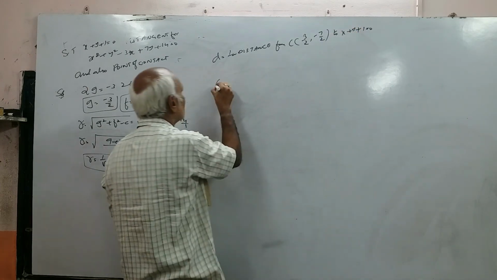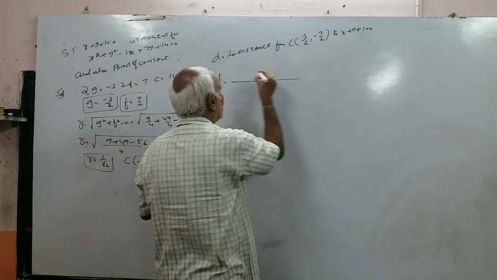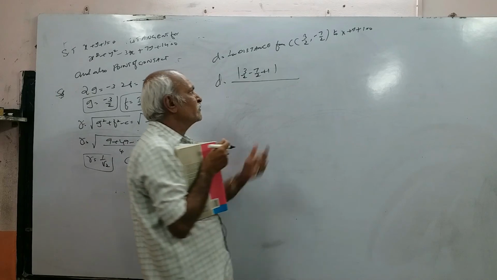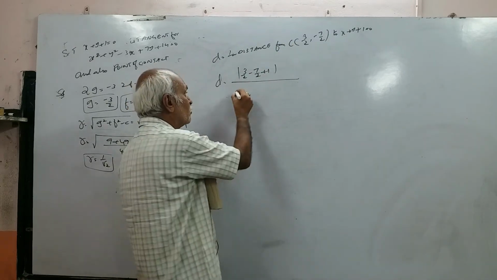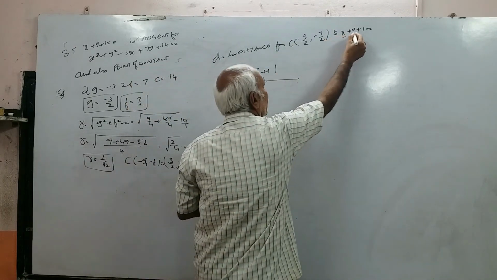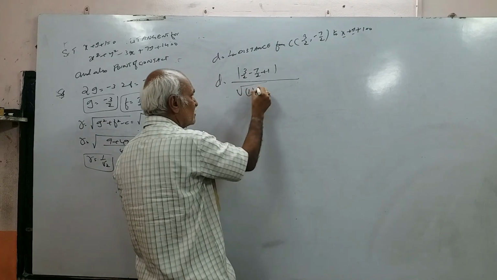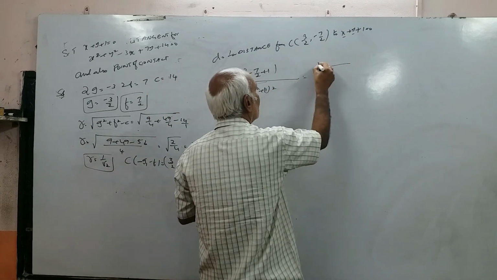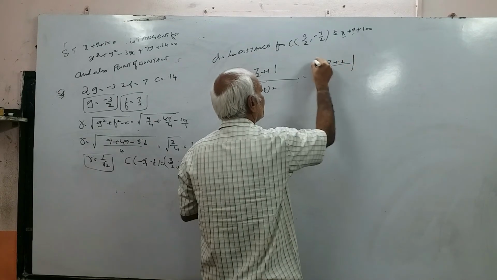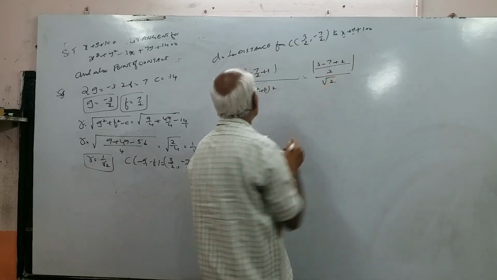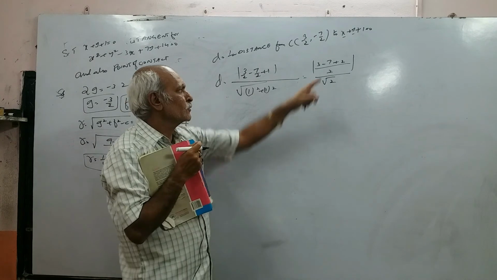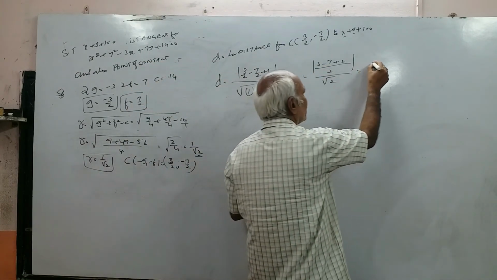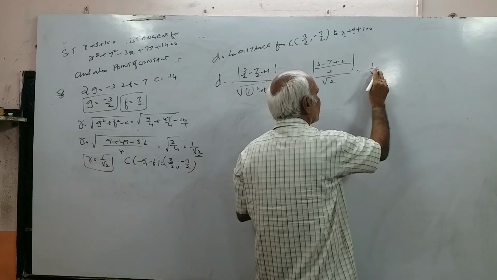Therefore, D is equal to x replaced by 3 by 2, y replaced by minus 7 by 2, plus 1. And take it, sir, x and y have to be replaced by the center. And the coefficients of x and y have to be squared, this is very important, sir: 1 square plus 1 square. So this becomes, LCM is 2, 3 minus 7 plus 2, modulus, by root 2. So 3 plus 2 is 5, 5 minus 7 is minus 2, minus 2 by 2 is minus 1. Modulus is there, so 1 by root 2.